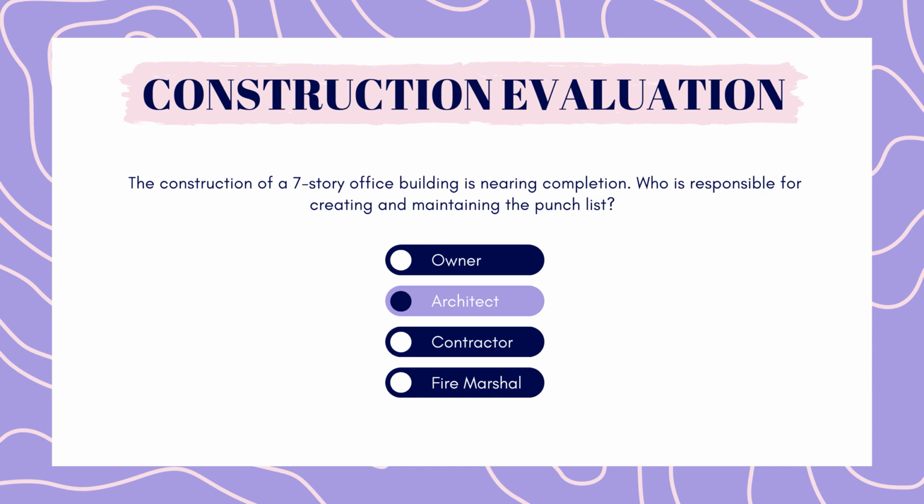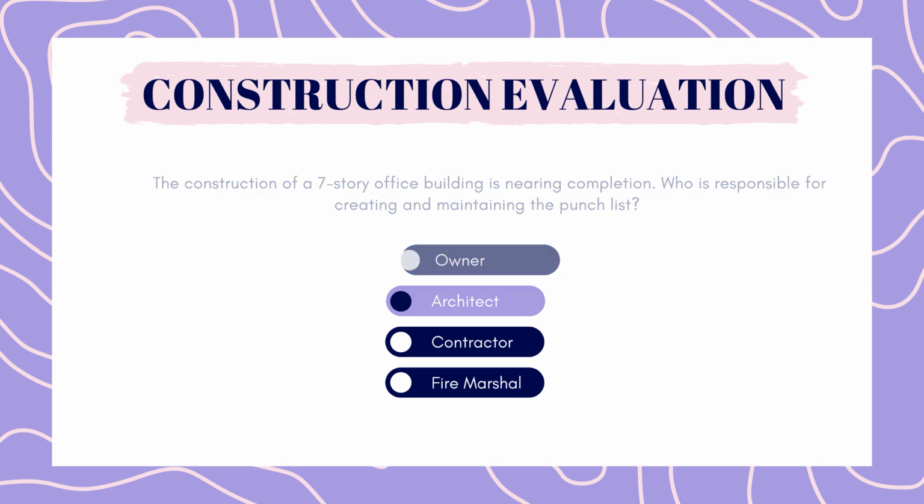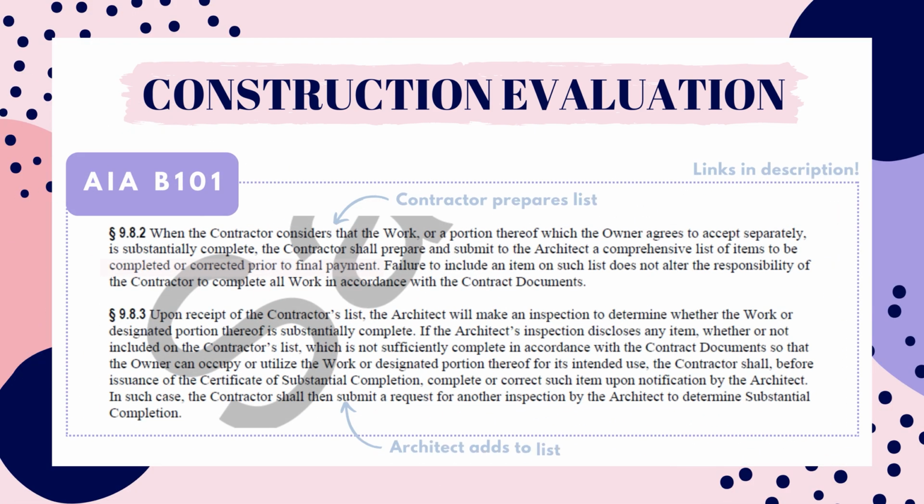Now this question may have tricked some of you who have been working at a firm for a while, because the way I usually see it done is that the architect creates and maintains the punch list. Well, that's not how it's supposed to be done according to AIA document B201. The contractor creates the initial list with items they know they still need to complete. The contractor then sends it to the architect, who conducts an inspection and adds items to the list if needed.